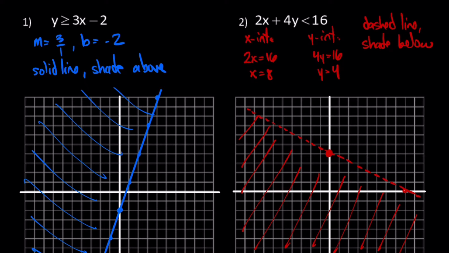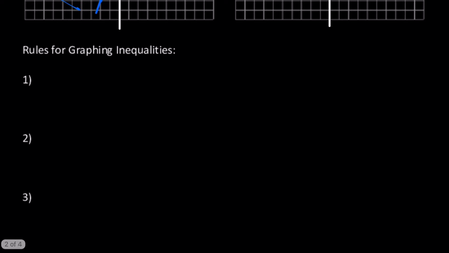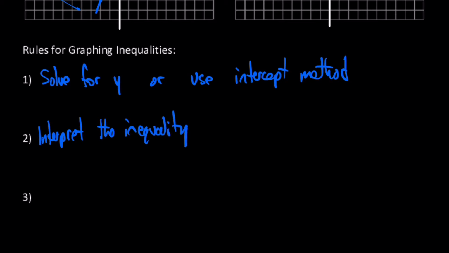All right, there we go. So what are the steps for graphing inequalities? All right, well, first, you have to solve for y. Or we can use the intercept method, which we just learned in our last lesson. Next, we have to interpret the inequality. So what that means is if you have less than or greater than, that's a dashed line. If you have less than or equal to or greater than or equal to, that's a solid line.